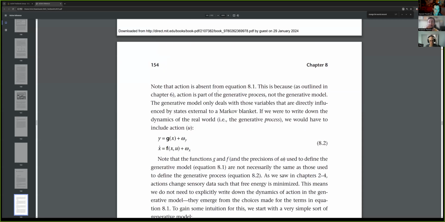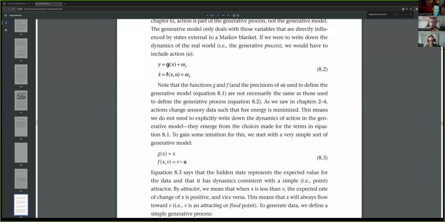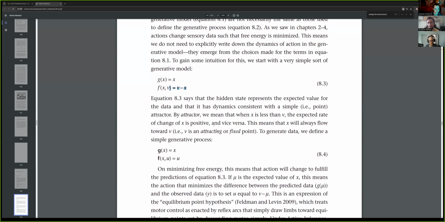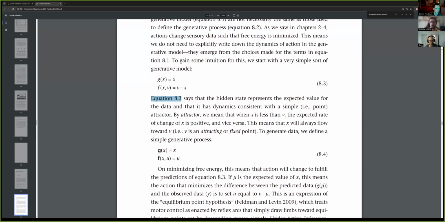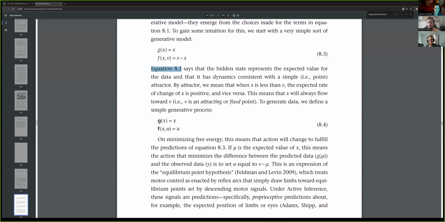We also see how action is involved in true state changes in the generative process to bring outcomes closer to what the model expects, and further how more complex forms of these equations are used in more typical use cases. As with discrete time models, continuous time generative models are used to draw inferences about the causes of sensations, Bayesian brain. And then some simple nomenclature.